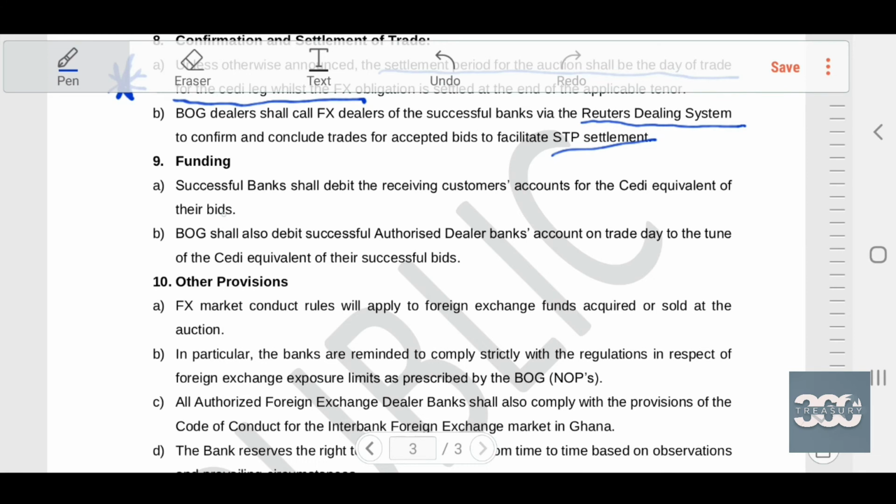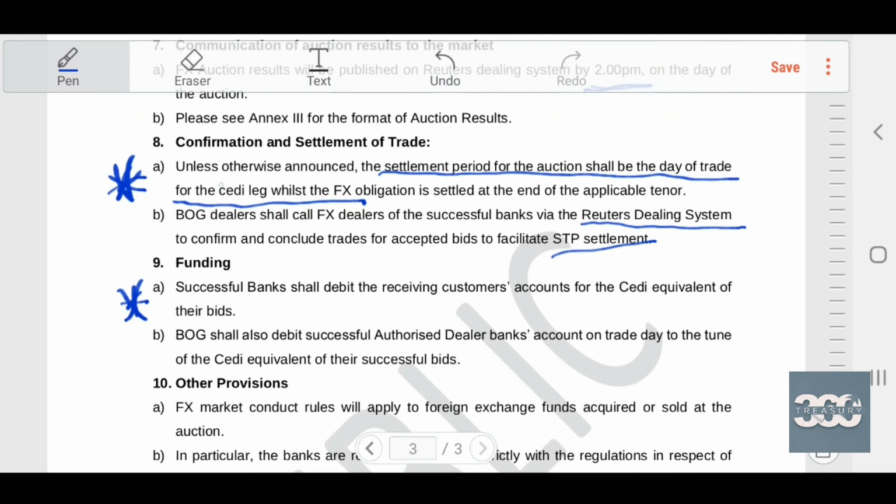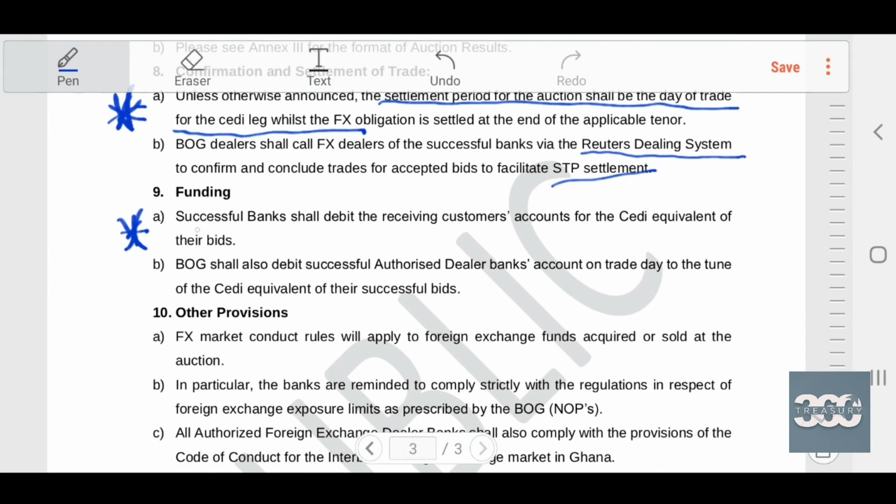Now, funding. Successful banks shall debit the receiving customers' accounts for the CD equivalent of the bids. This is also a crucial point. Up here, it said it was going to debit the CD leg the same day. So central bank, the guidelines is saying that banks should debit customers with the CD equivalent the same day as well. All right, I'll talk more on this, but let's see. BoG shall also debit successful authorized dealer banks. Okay, so the bank's account will also be debited with the CD equivalent on the same day.